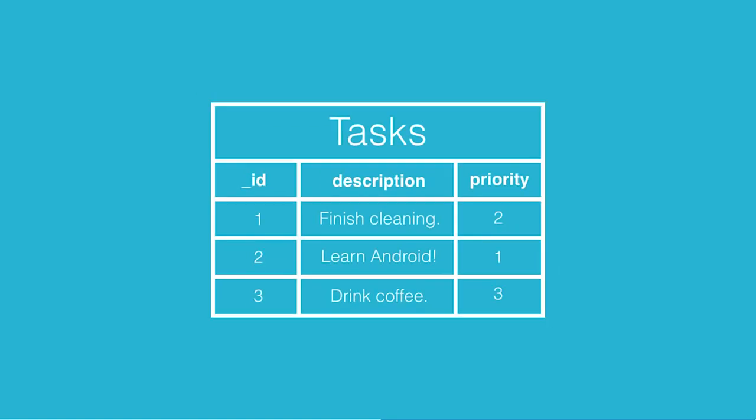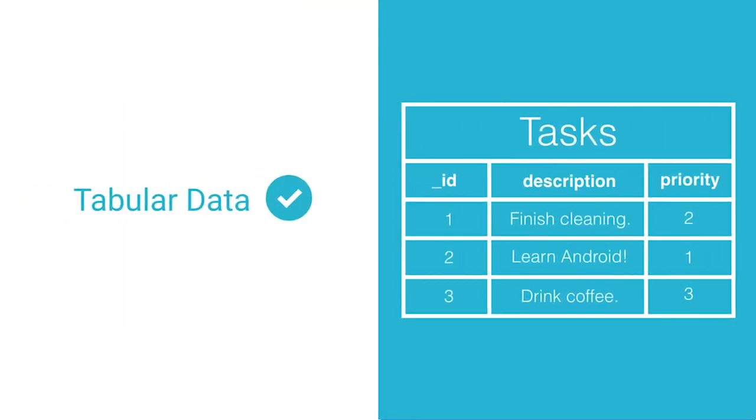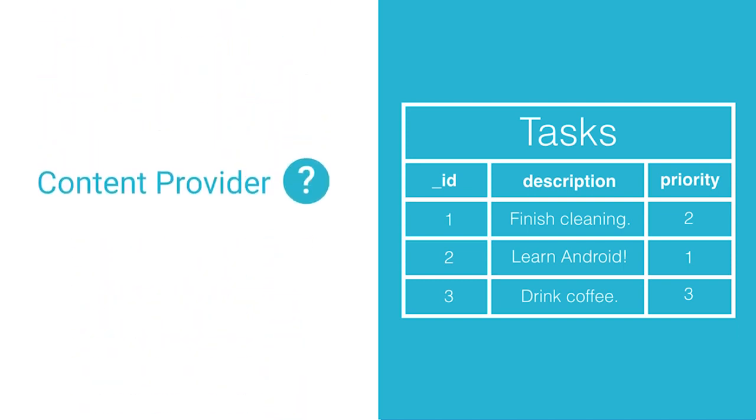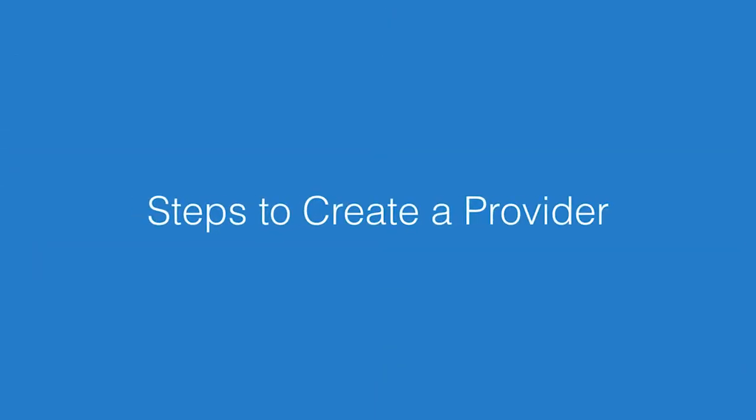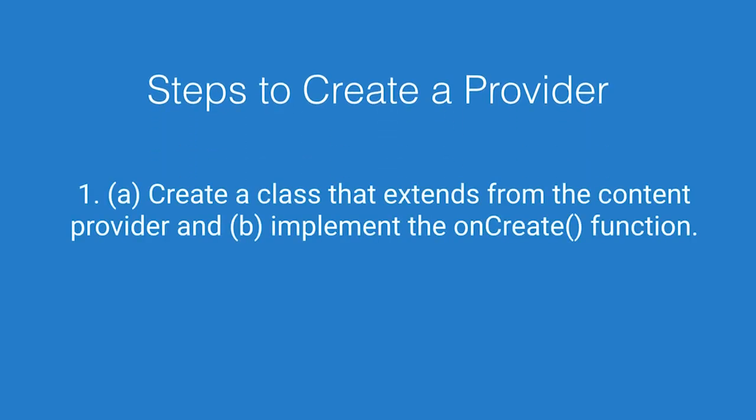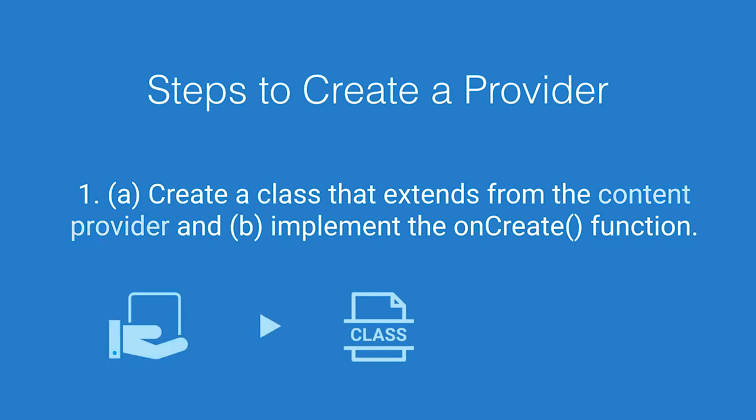Great! Now that you know what the task data looks like, let's talk about how to access that data through a provider. To build a custom content provider, the first step is to create a new provider class that extends from the abstract content provider class that's part of the Android SDK, and there's a link to this documentation below if you want to learn more.